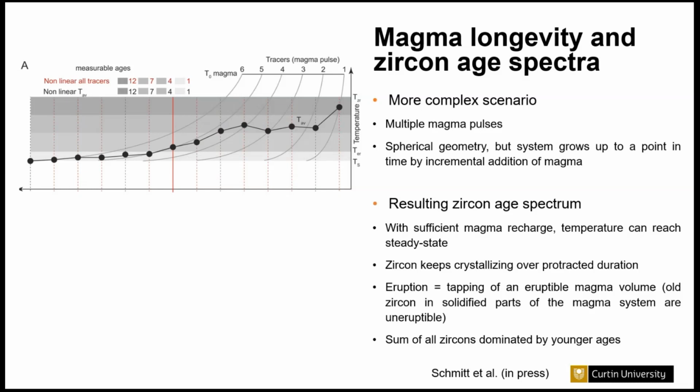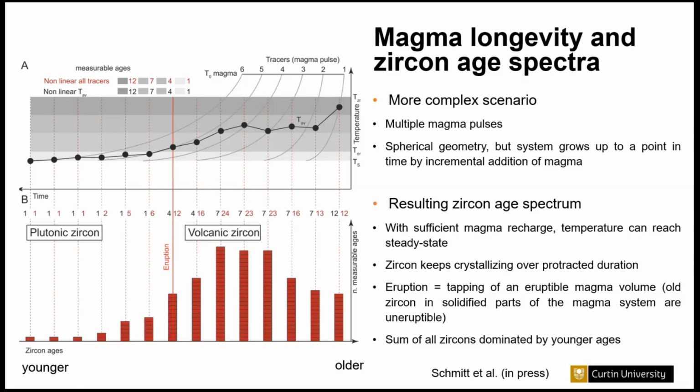So how does the zircon distribution look if we add up all these zircons? What we see is, as long as we have magma recharge, the amount of younger zircons increases relative to the older ones. We have a distribution that looks something like that. It's actually the opposite of what we would have if we had a single magma system.